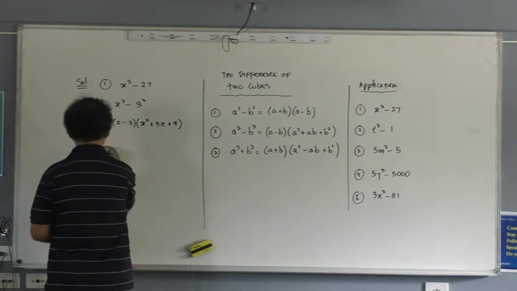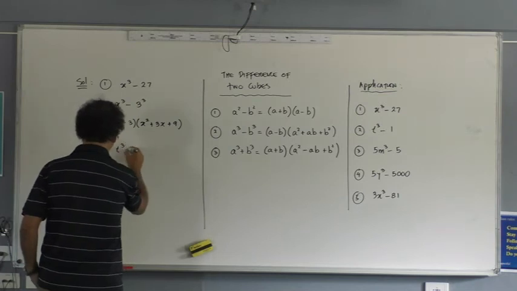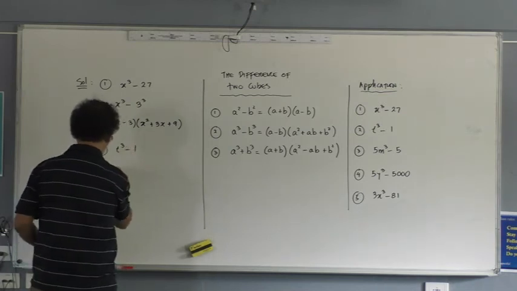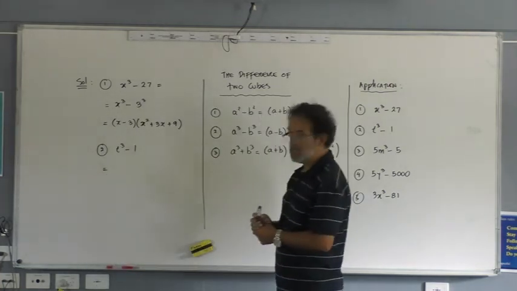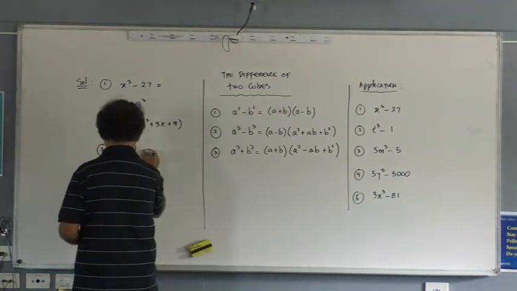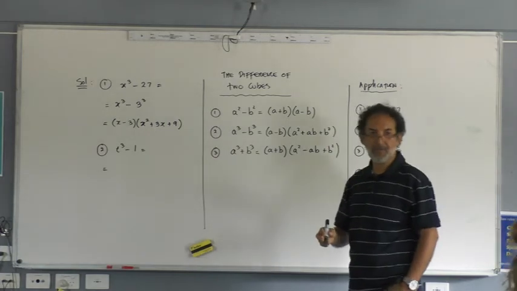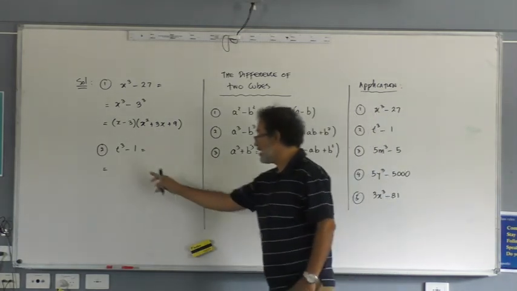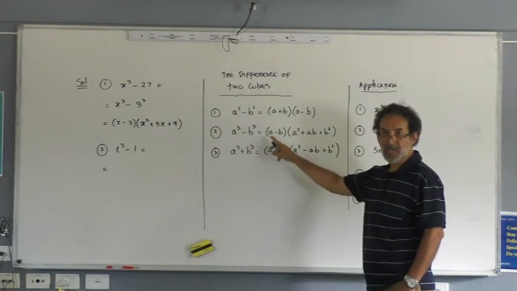All right. Question 2. Okay, so we're going to do t cubed minus 1. All right, so we have to make this one looks like number 2. Okay, so we have to do that.